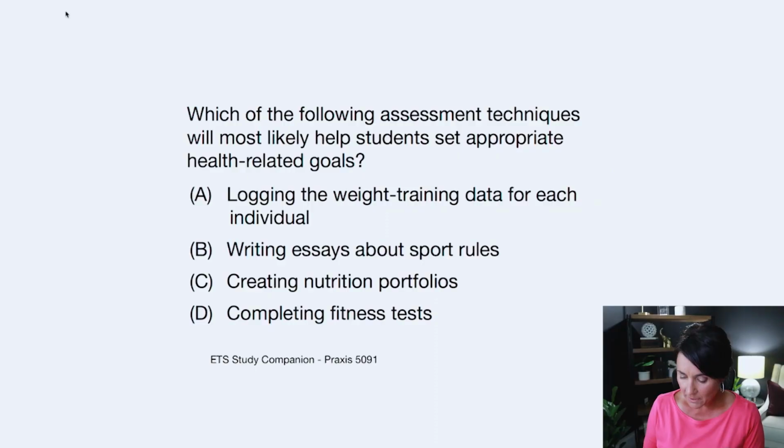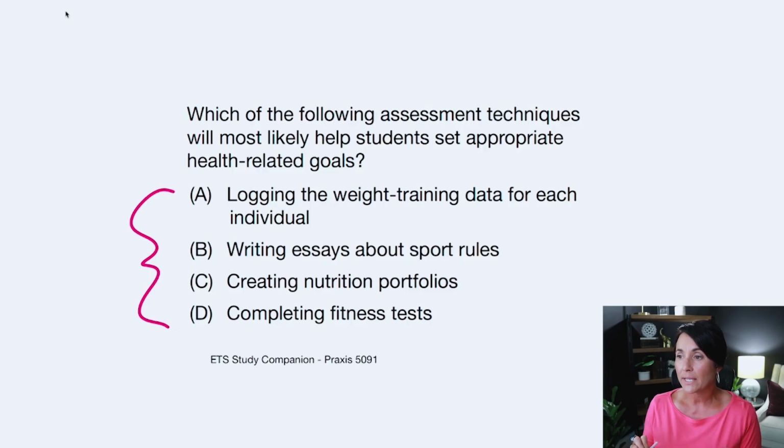All right. So I'm going to start here in the answer choices for this question. I have logging the weight training data for each individual. Well, I have this word data. That sounds good. All right. Writing essays about sport rules. I just told you that's probably not going to work. Creating nutrition portfolios. All right, I like that too. And completing fitness tests. All right, B is out all the way, but I'm going to now have to read the question because I've narrowed it down to just three.